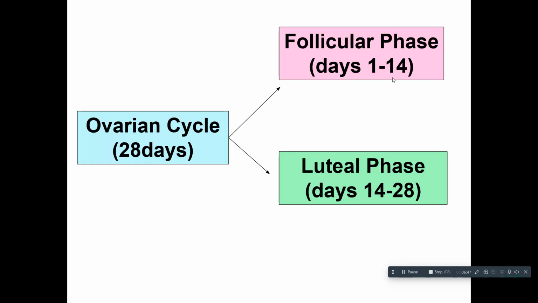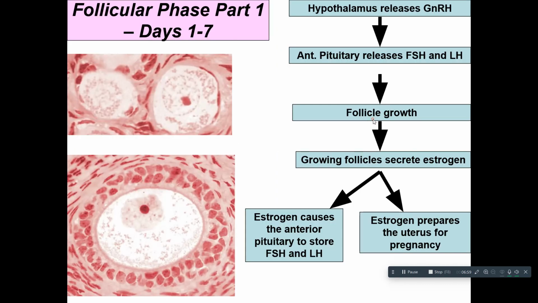We're going to call the first 2 weeks the follicular phase and the second 2 weeks the luteal phase. And day 14, which marks the transition between these two phases, is going to be ovulation day. Okay, so follicular phase part 1, days 1 through 7. The hypothalamus is releasing gonadotropin-releasing hormone, causing the anterior pituitary to release FSH and LH.